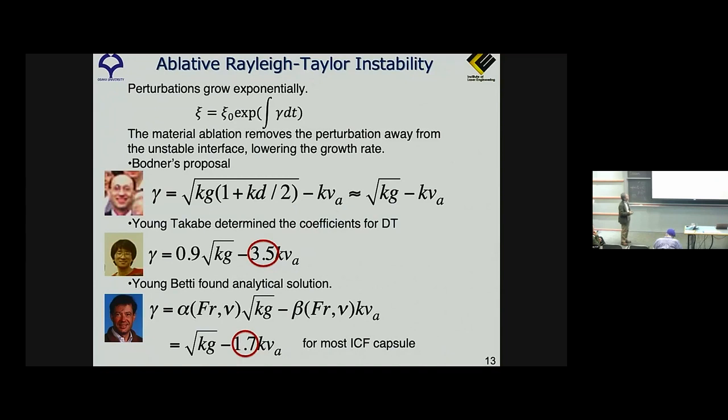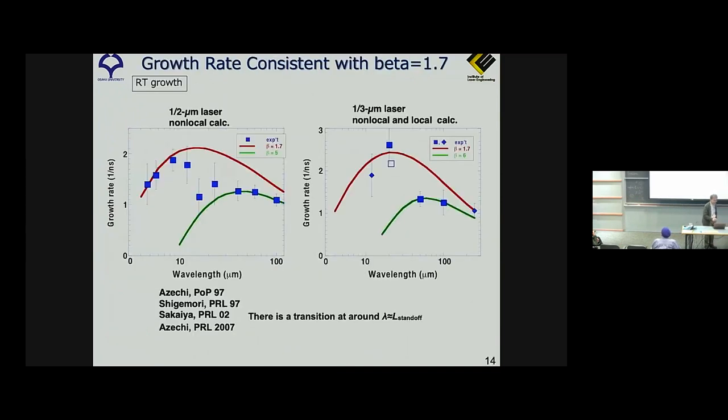And Young Betti said, no. Since the ICF target does use a CH capsule or beryllium, whatever, then there is X-ray transport. So the ablation surface structure is determined not only by the electron conduction, but also the X-ray transport. And he found this factor is 1.7. Okay. Let's compare with the experiment.